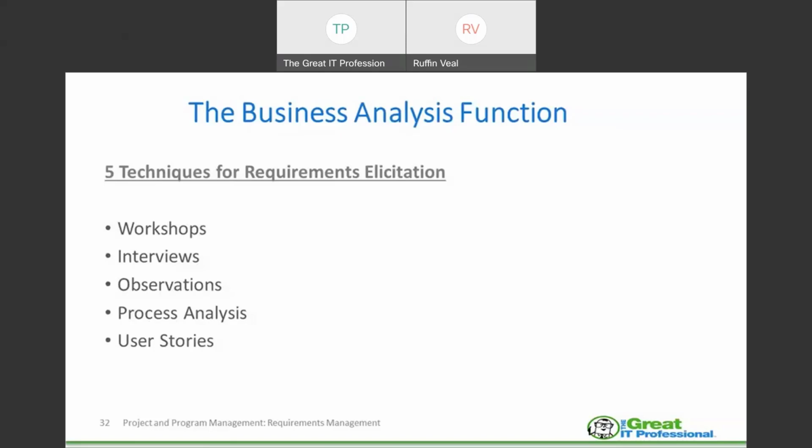Now, if you're talking about that business analysis function, and you may be required to do this, I have 5 ways listed here for gathering what I call requirements solicitation. I have workshops, interviews, observations, process analysis, and user stories. I'm well aware that there are more ways to do this, but just for our discussion, we'll talk about those 5.